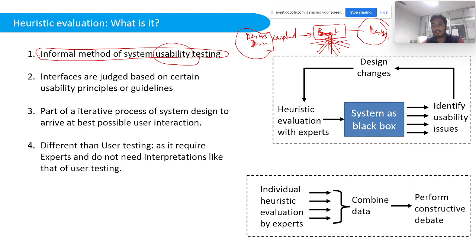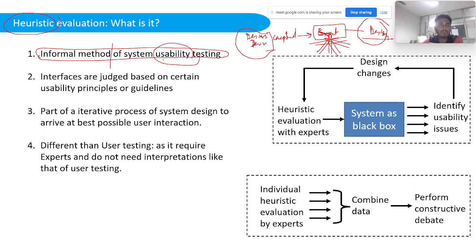And for that we need some sort of design guidelines as well as principles. Okay? So this set of guidelines or principles which aid experts in evaluating a design are called heuristics, and the process is called heuristic evaluation. Now why is this called informal? Because this is fast, and without understanding how the system is actually functioning, an expert can evaluate a system. That's the reason why it is called informal.